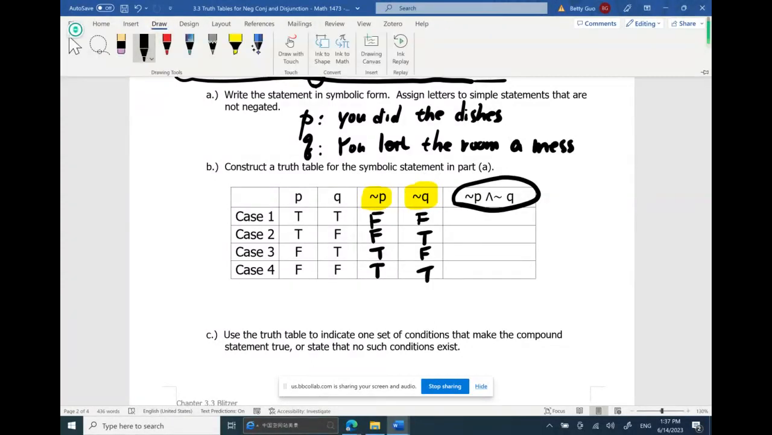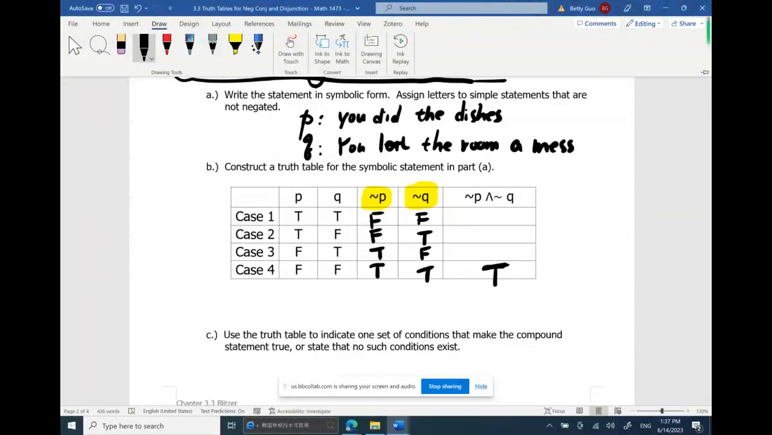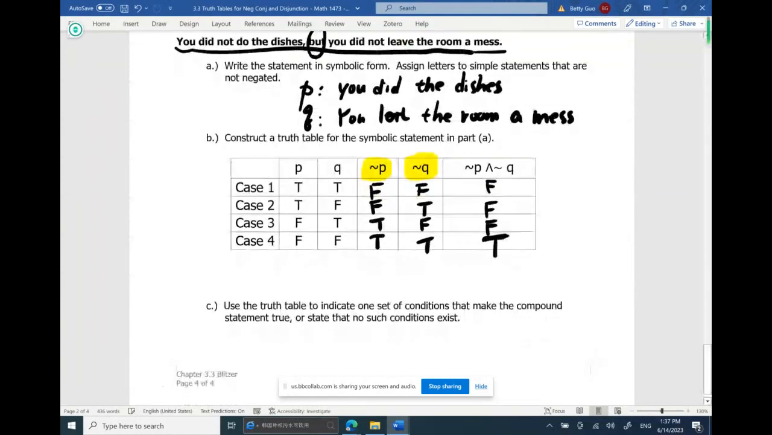Okay, now we are ready to find the truth values of the target statement. It is a conjunction, and, okay? What's the sentence you must remember for the truth value of a conjunction? For a conjunction to be true, both of them have to be true. Of the four cases, only the last case, case 4, has both components true. All the others are F, F, F, okay?